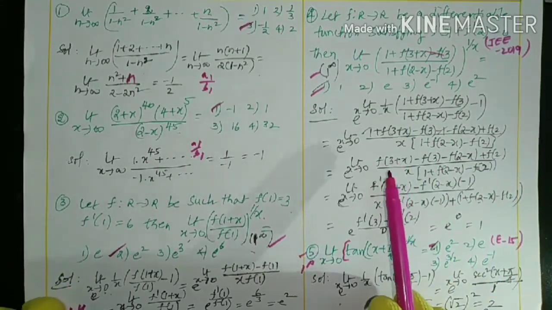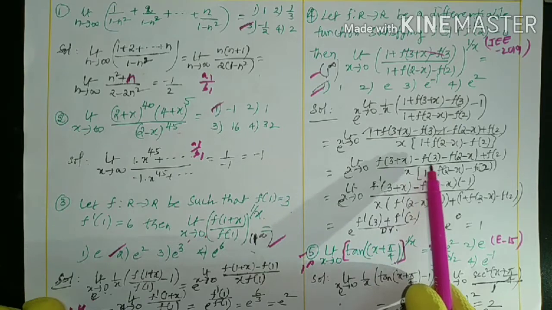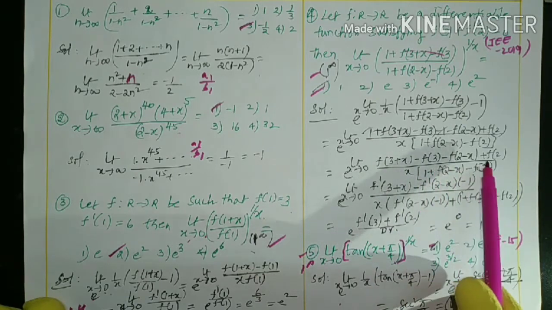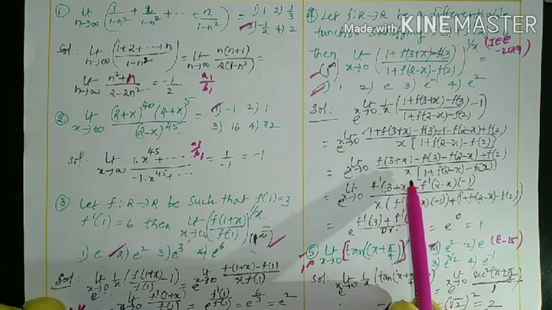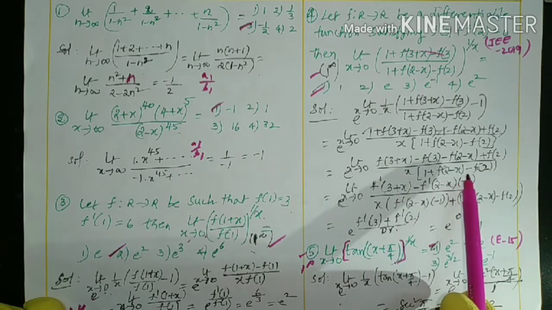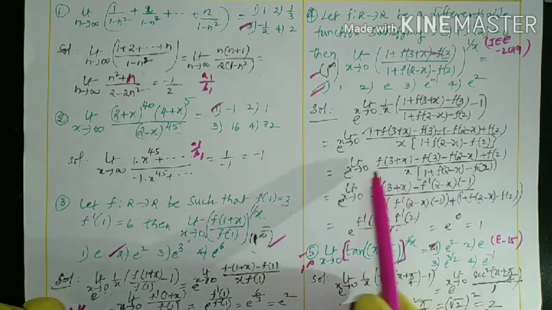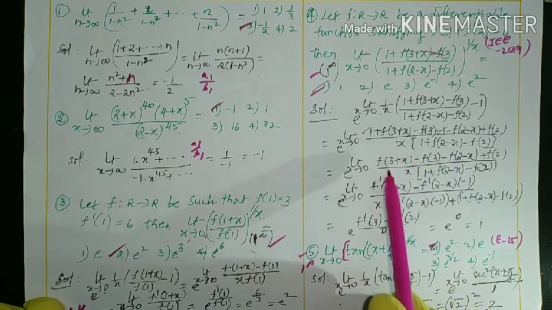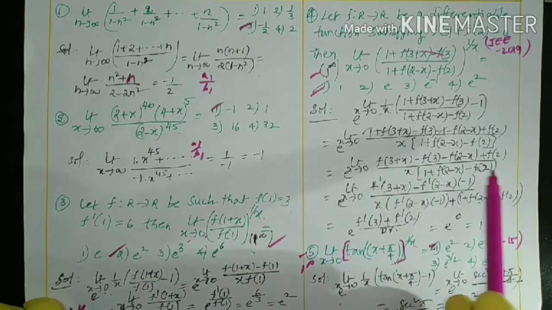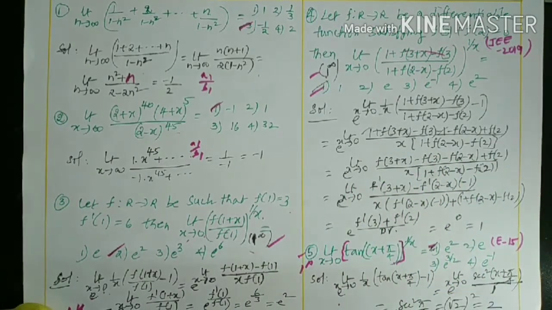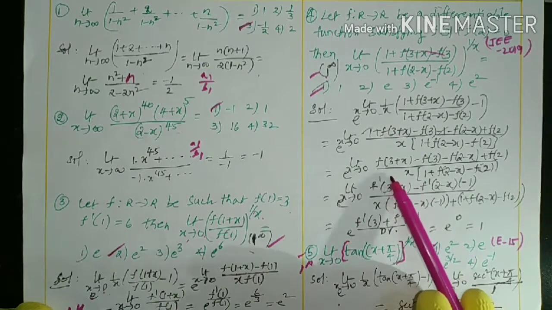After simplification, it becomes f of 3 plus x minus f of 3 minus f of 2 minus x plus f of 2, whole divided by x into 1 plus f of 2 minus x minus f of 2. By using x is 0, this again becomes 0 by 0. For 0 by 0, what can you do? You can use the L'Hospital rule. That is all I did here.